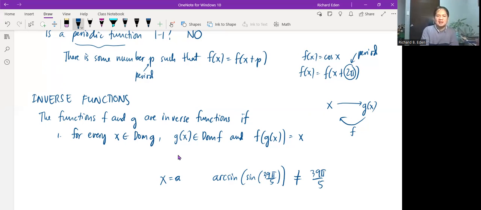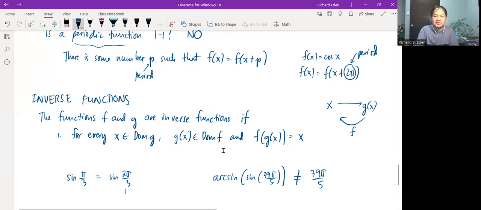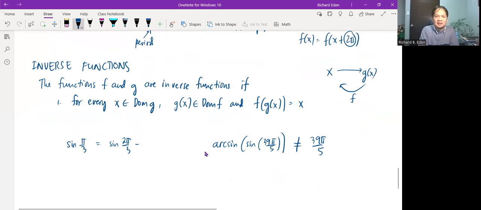Actually, kahit nga, ganito. Wag na tayo mag 39 pi over 5, bagkus sine of pi over 3, 60 degrees. Compare natin sa sine of 2 pi over 3. Pi over 3, 2 pi over 3, 60 degrees and 120 degrees. So therefore, supplementary sila, and therefore, they have the same sine value. Ang sine nila ay the square root of 3 over 2.